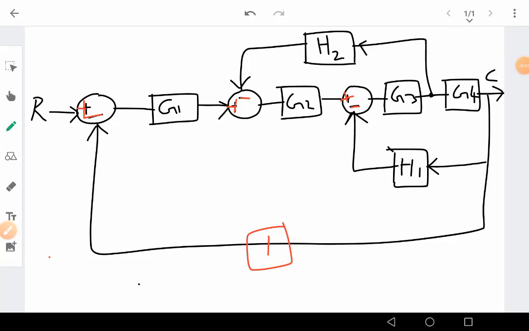Okay, let's continue the theme of block diagram reduction. So this was the question which we discussed last time. Let's complete the arrows, like this, like this. Okay, so what simplification do we need to do here?